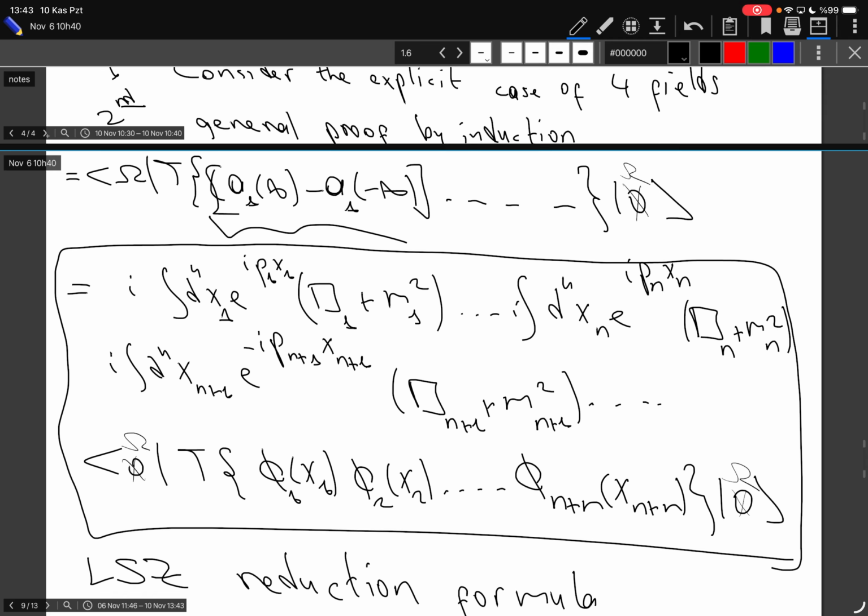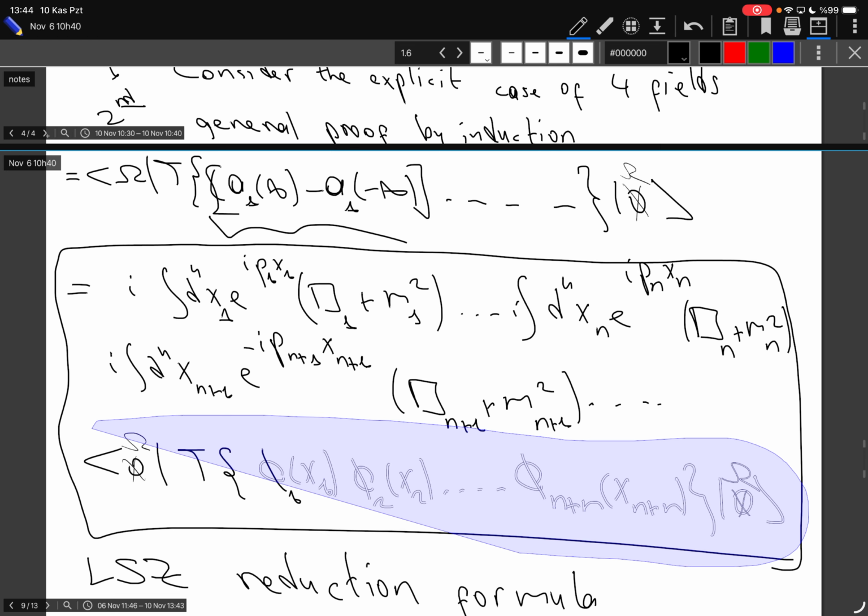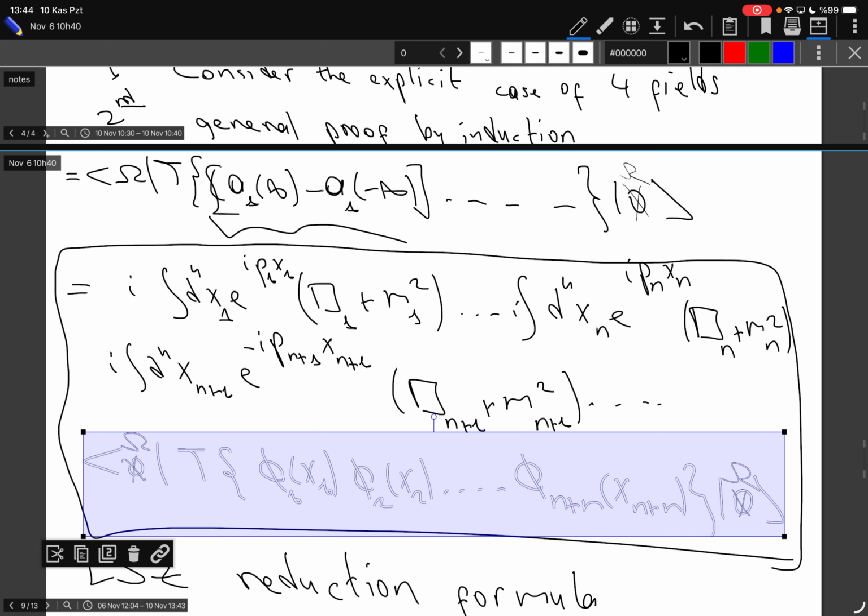So if this matrix element has a pole at p squared equal to m squared, its Fourier transform has a pole at p squared equal to m squared, then when you multiply it with p squared minus m squared and then set p squared equal to m squared, you will get a finite answer. And in fact, that will be what we are interested in.